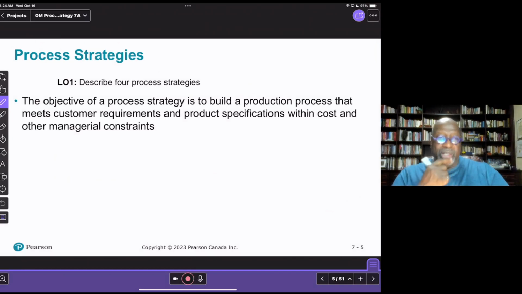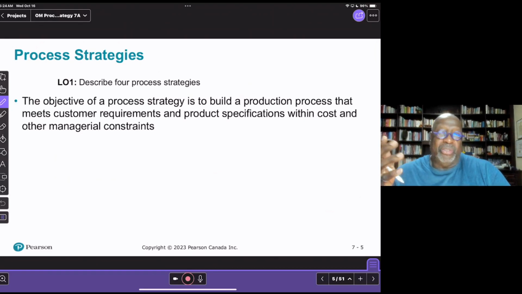So process strategy. The idea is that we focus on processes to bring about alignment between operations and the mission and vision of the organization. So the objective of a process strategy is to build a production process where you're producing a product or a service that meets the customer requirements and product specifications within a cost and other managerial constraints.